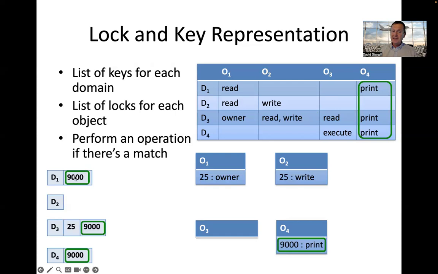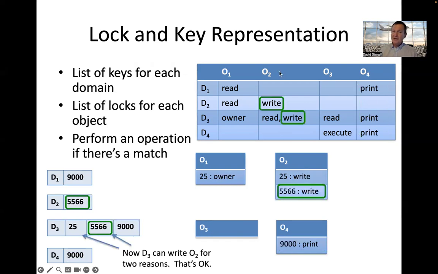Maybe I'll give out a key 9000 that says you can print to the printer. If I wanted to do the same thing as this matrix, it seems like I need to give that to everyone except domain D2. So that's what I did. And then I put an access right of print connected to that key 9000 on the list for object O4. So that takes care of these four items.